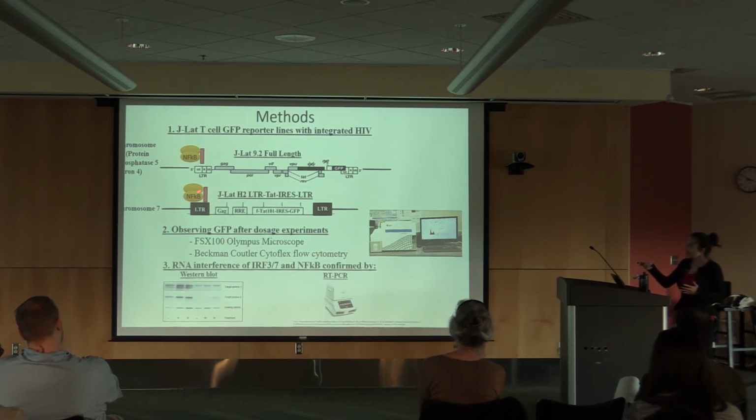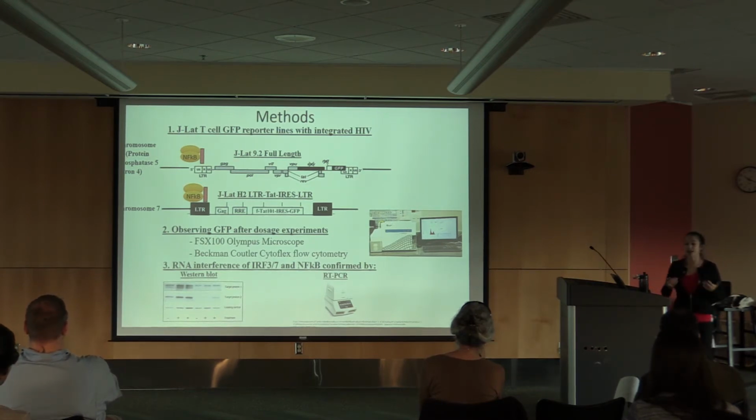And then JLAT H2s is the second cell line that only has a smaller portion of HIV. It basically contains LTR, TAT, and another LTR. And what's really important, a big difference between these 2 cell lines, is that they're integrated at 2 different chromosomes. JLAT 9.2s are integrated at chromosome 19, and JLAT H2s are integrated at chromosome 7.